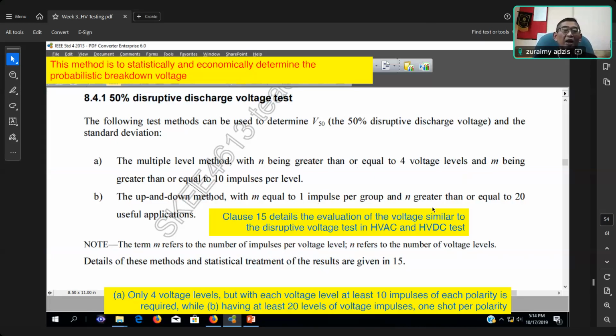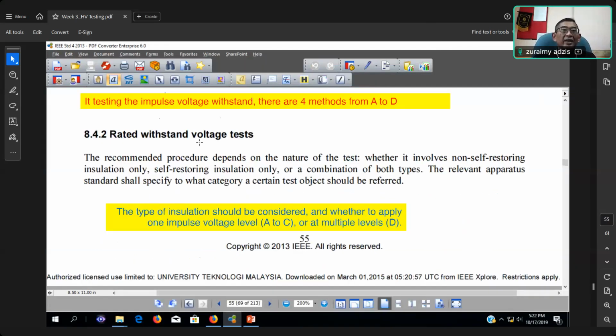Because we want to go to other procedures as well, which is the withstand voltage and the assured disruptive discharge voltage test, right? So now, next one. Before we go to the next one, remember, the first one is the 50% disruptive discharge voltage test. It is a bit statistical, while the second one is rated withstand voltage tests.